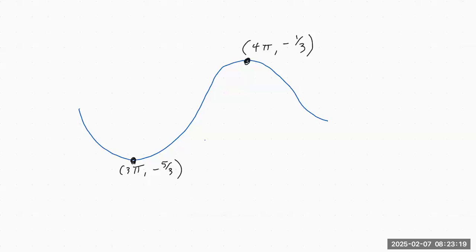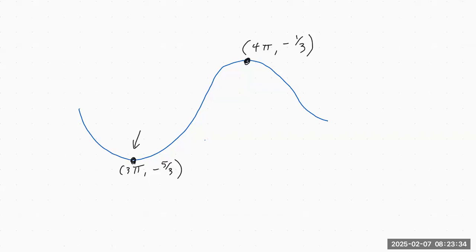Hello everyone. This is an example video for extracting features from graphs. So let's say you're given a wave function. It could be either a sine or cosine wave function. And you're given these 2 points on the graph. This lower one here is a trough point, and this one at the hilltop here is a crest point.